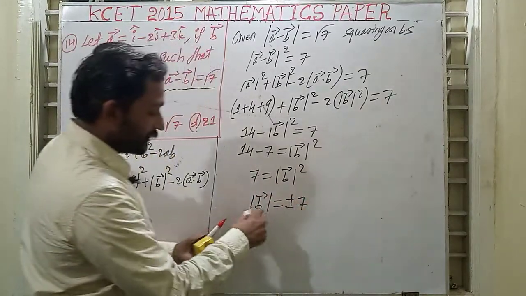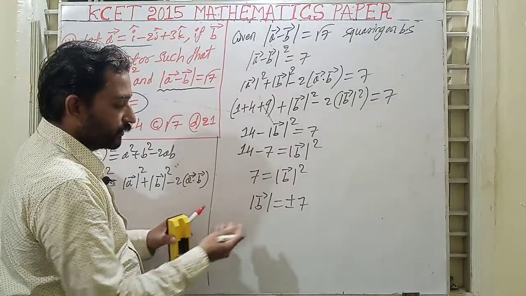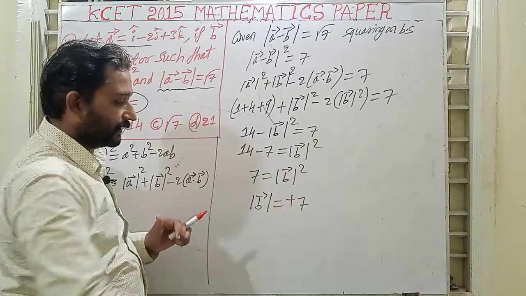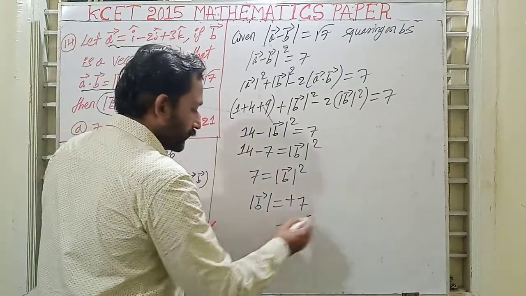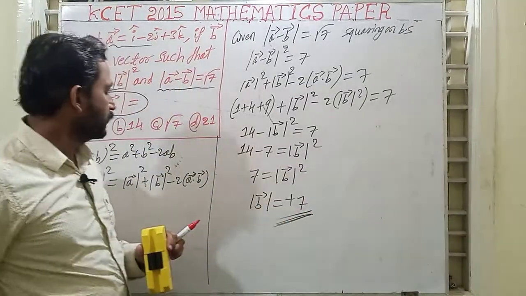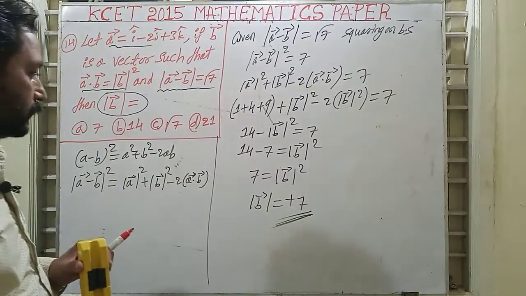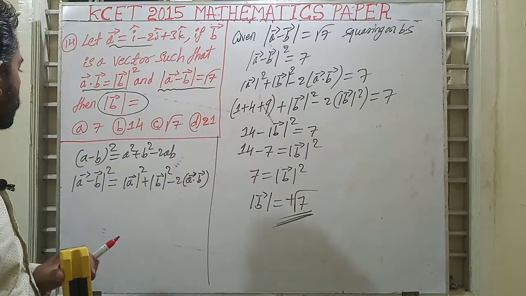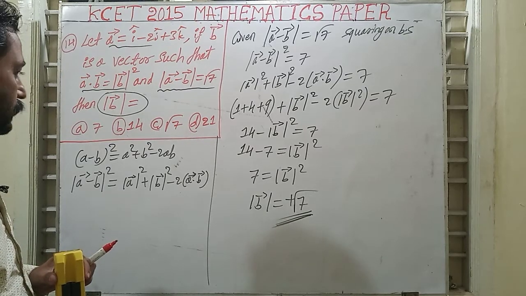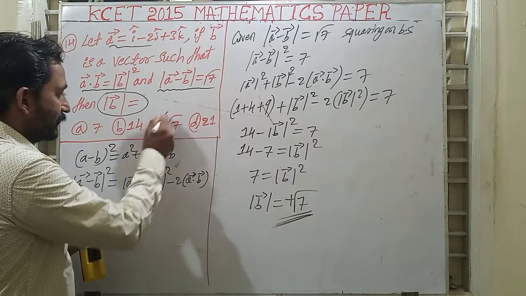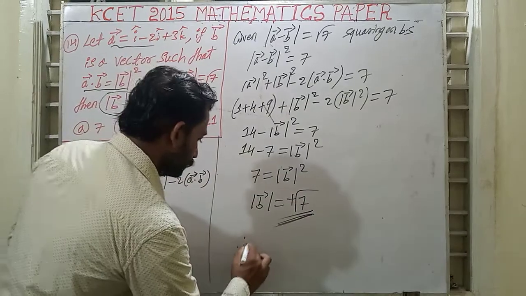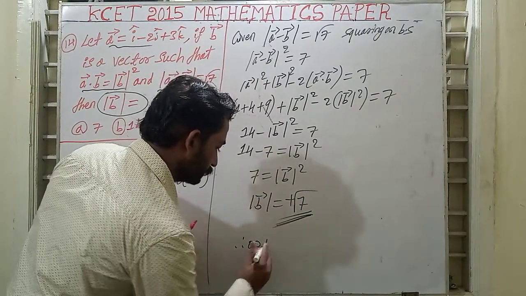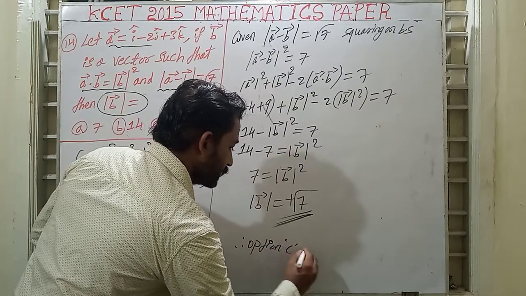But in this case magnitude is there. It is positive length. Hence we take only positive. We cannot take minus. So good answer is obtained. Magnitude of b is equal to what? Plus 7. So which option is correct? So root 7 plus root 7. So option C is good answer. Therefore option C is correct.